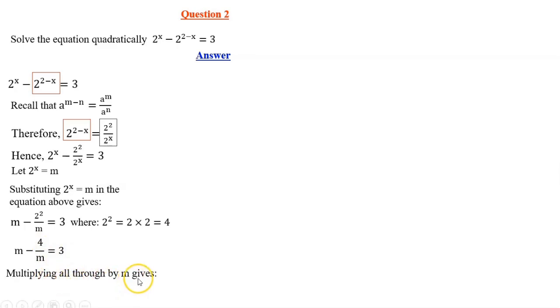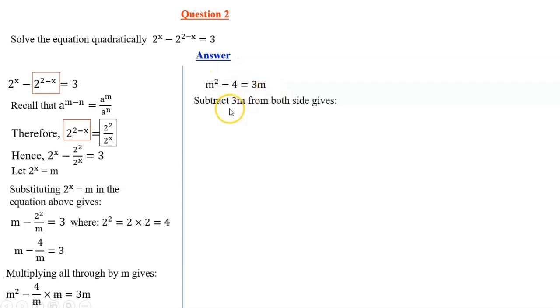Multiplying all through by m gives m squared minus 4 all over m times m is equal to 3m, so that the m at the numerator will cancel the m at the denominator. So the equation reduces to m squared minus 4 is equal to 3m. Subtract 3m from both sides: m squared minus 3m minus 4 is equal to 0. Therefore, the index form of the equation has reduced to a quadratic equation. Since it has reduced to a quadratic equation, it is important to solve it in a quadratic way.